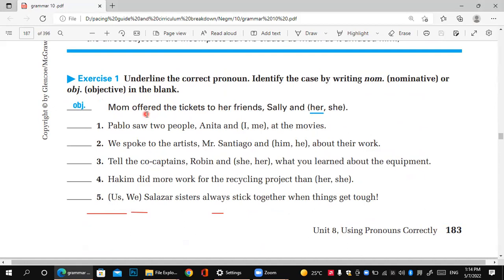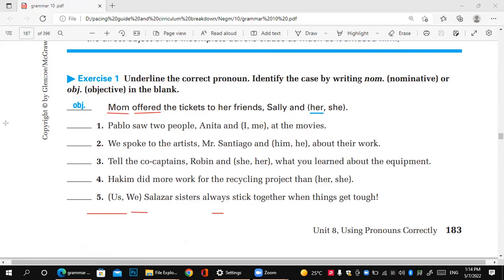The verb here is offered. And who did the verb? Mom. So Mom is the subject, so we have to use "her" for the friend. Of course, I already have the subject, so I can't use the subject twice. So Mom offered what? Tickets to her friends. Who are her friends? Sally and her.